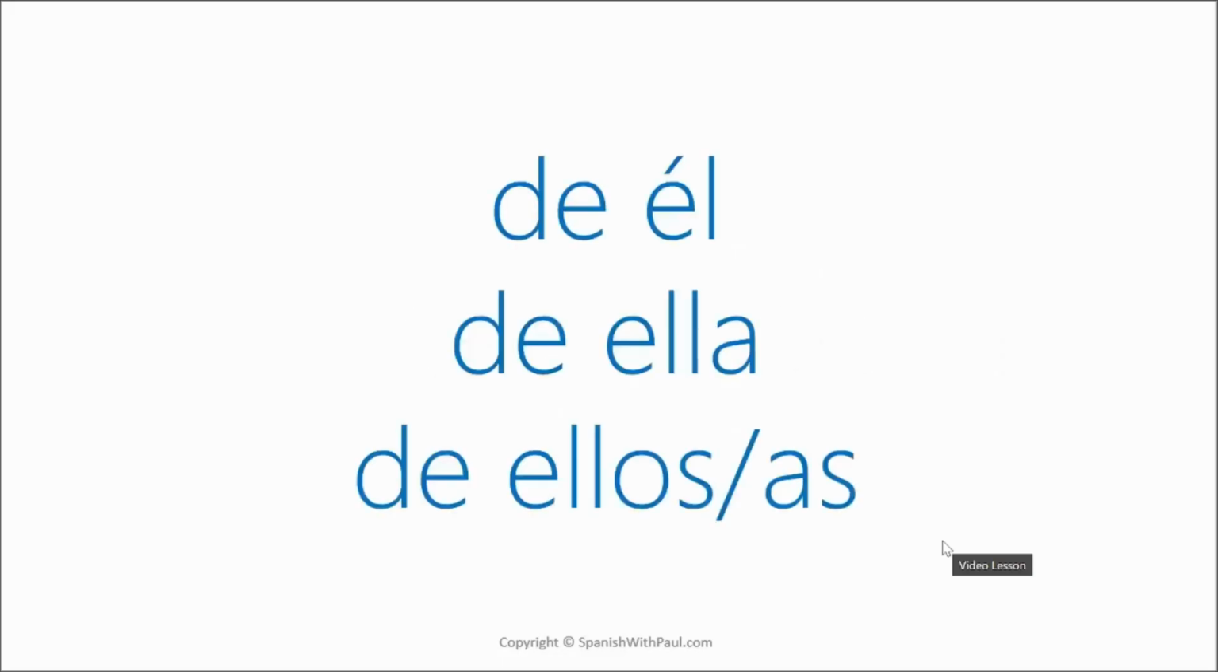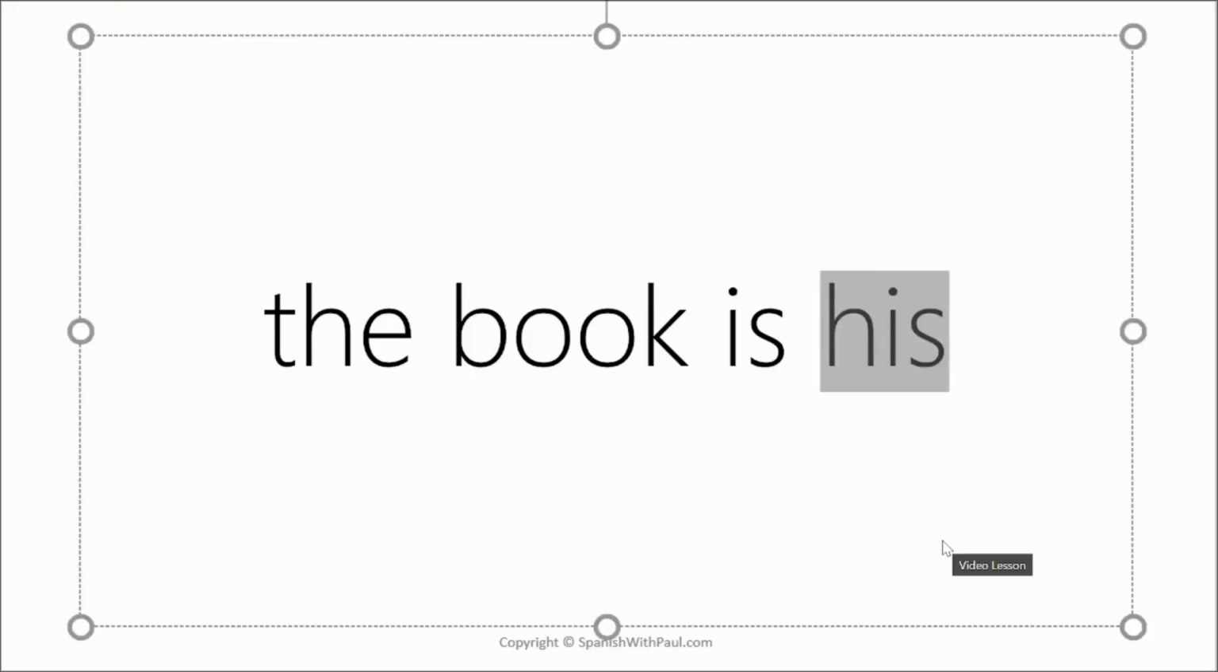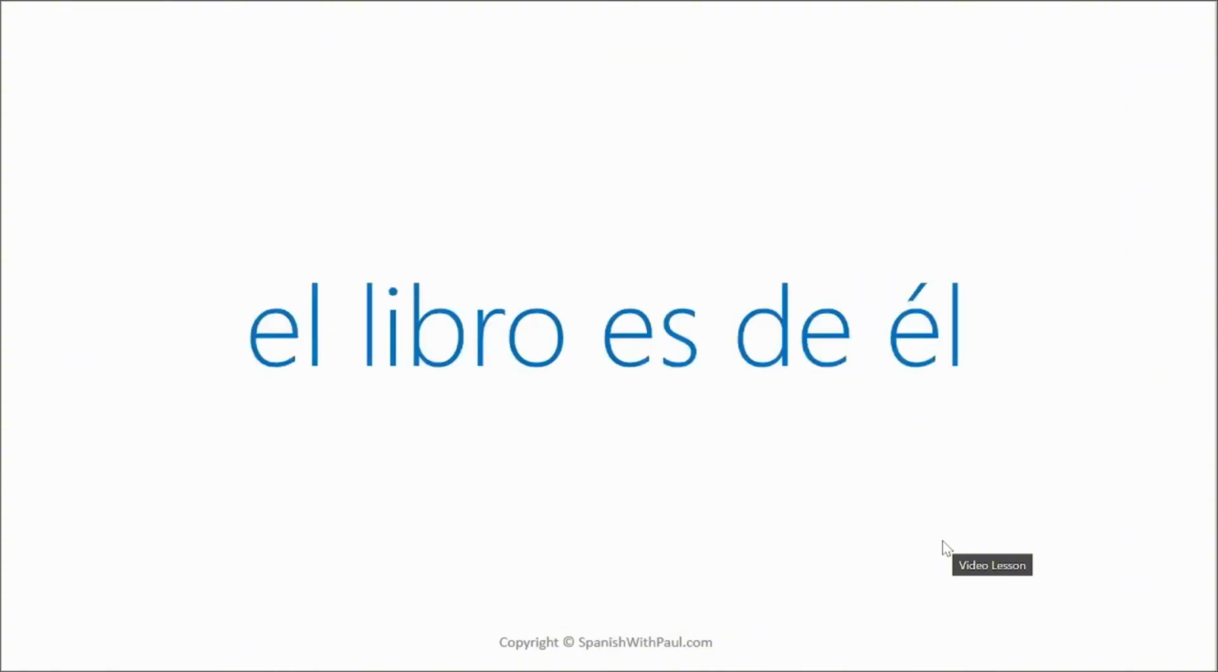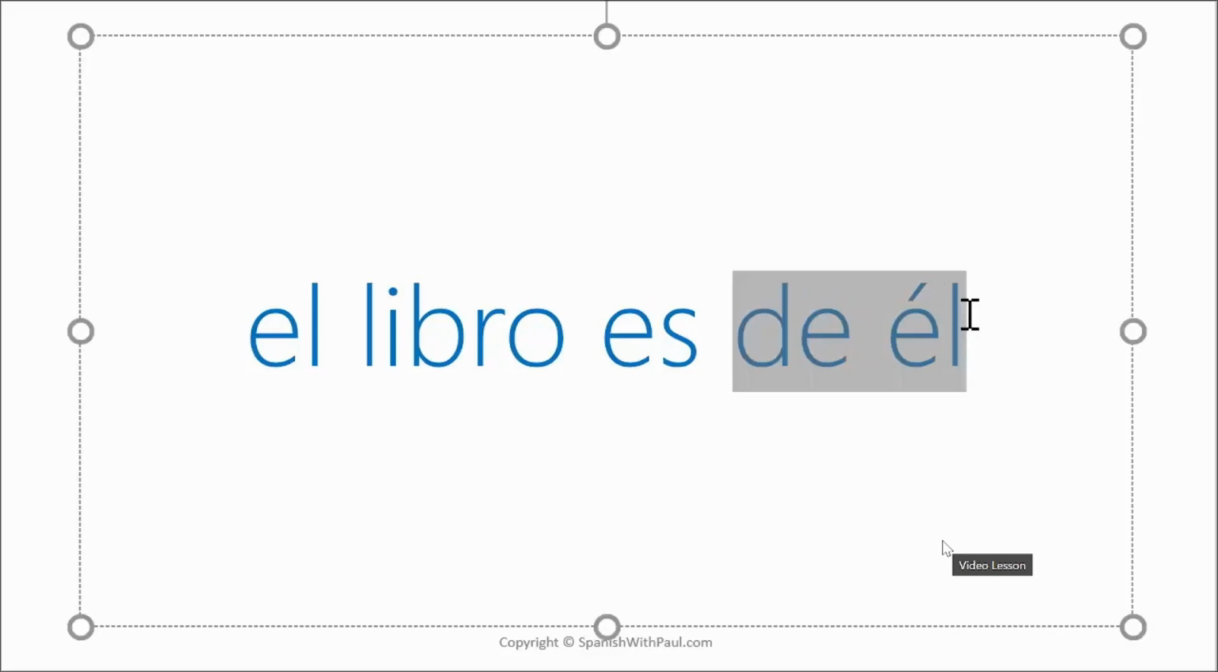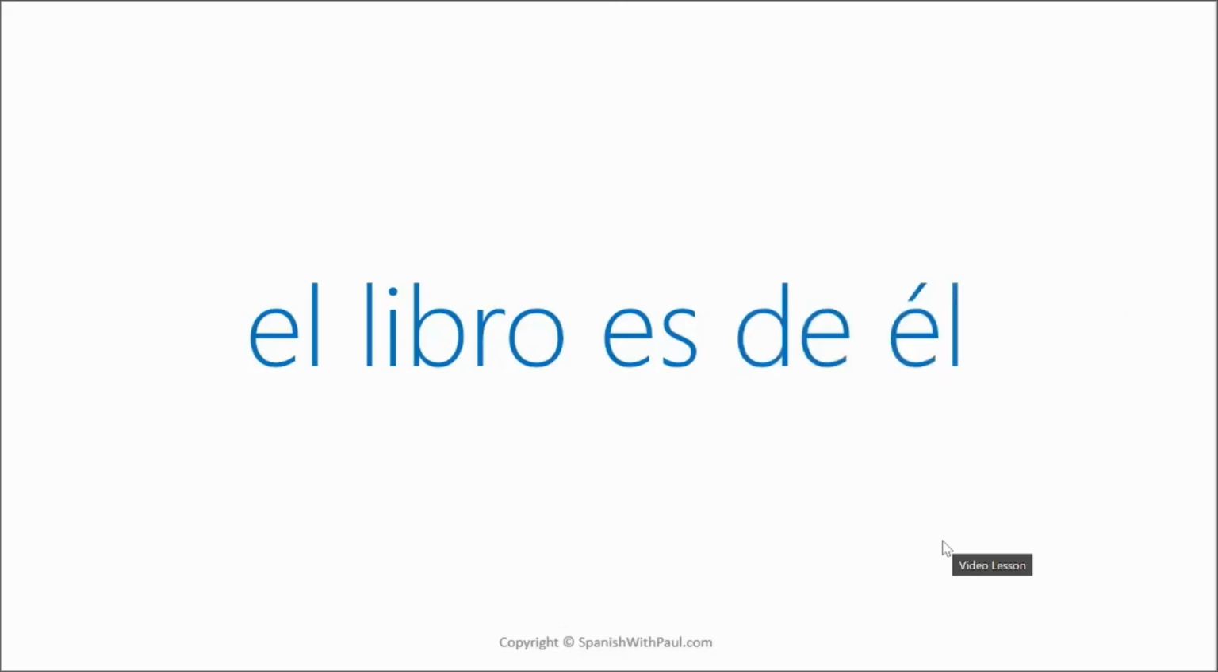You will use de él, de ella, or de ellos, de ellas. For example, the book is his, and we want to make it explicitly clear that this is the angle, his. So what you would say is, el libro es de él. If it was already clear whom we were referring to, it would simply be, el libro es suyo. But if it wasn't clear, this is how you make it clear. El libro es de él. How would you say the book is hers?